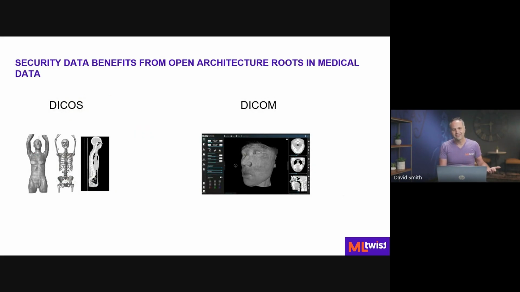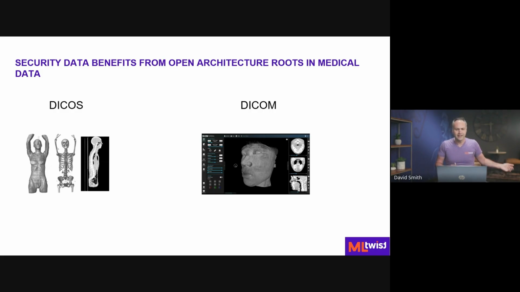Shout out to the TSA. They have the DICOS standards. So for their security 3D scans, they have implemented open architecture. Open architecture is effectively opening up the ecosystem to companies like MLtwist. We wouldn't be here if it wasn't for the open architecture initiative. We wouldn't be able to work on this type of data.